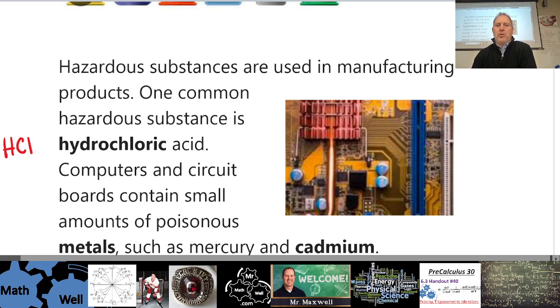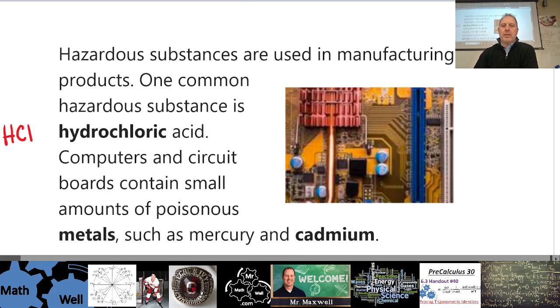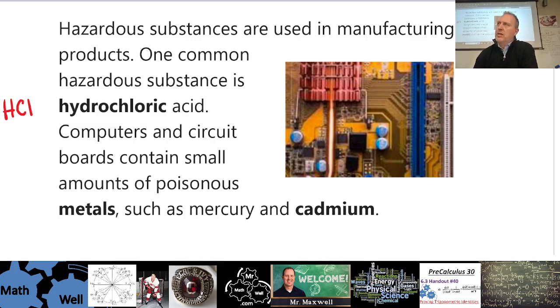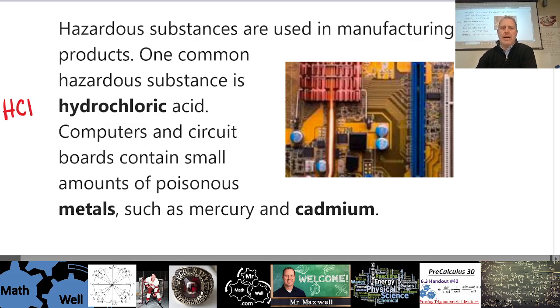Computers and circuit boards contain small amounts of poisonous metals, such as mercury and cadmium. So I have a little picture of a circuit board here. Mercury is Hg, cadmium is Cd. And you'll see that they're right next to each other in the periodic table, one right above the other. They have similar properties, numbers 48 and 80 there. And yeah, they are not good for us, and mercury especially.